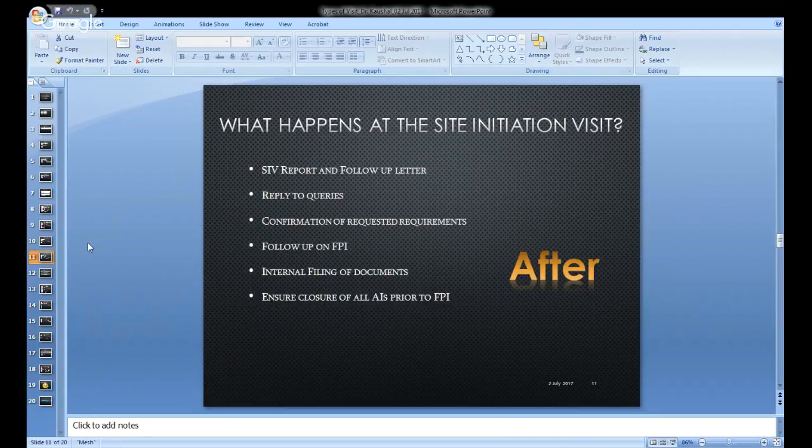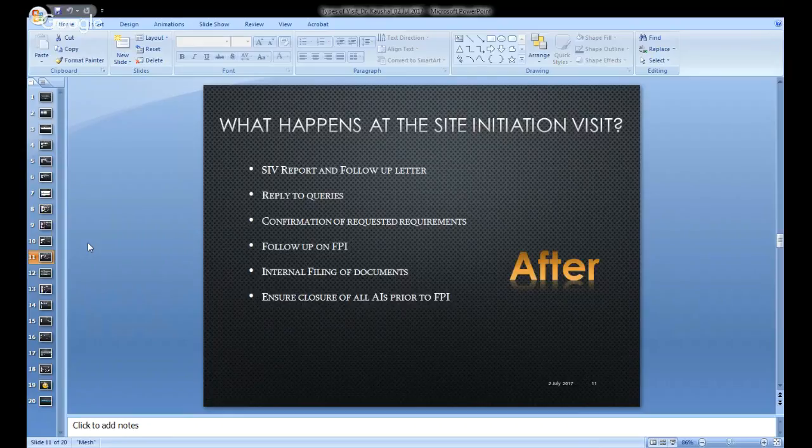So once your visit is done, what after that? Yes, it has to be supported by your follow-up letter and your site initiation visit report. So this report will enlist each and every item, or rather each and every parameter, or each and every activity that was done at the site. The follow-up letter will enlist your action items, thanking an investigator for giving his or her time for the visit, action items by the site, action items by the monitor.